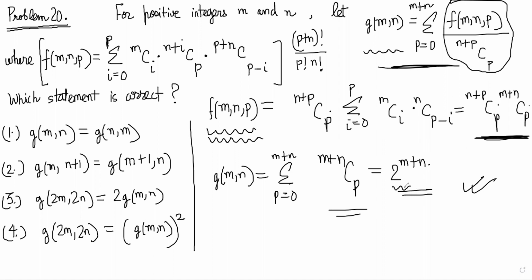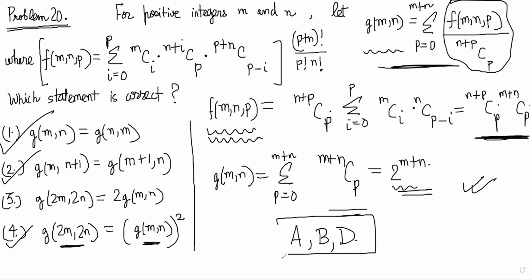And that implies that g of mn is equal to g of nm. That implies this also, because m plus n plus 1 is equal to m plus 1 plus n. And that also shows you fourth option. You can check that g of 2m and 2n is equal to g of mn whole square, because the power 2 will get multiplied with the m plus n and will become 2m plus 2n, right? So the answer for this one is A, B, and D, first, second, and fourth option.